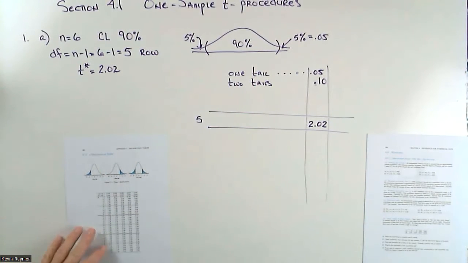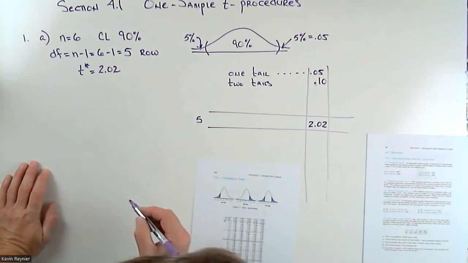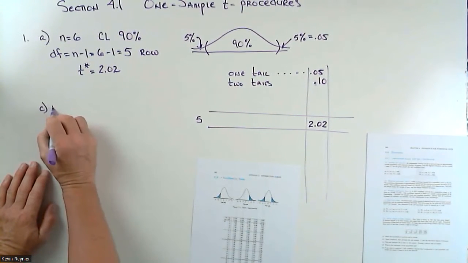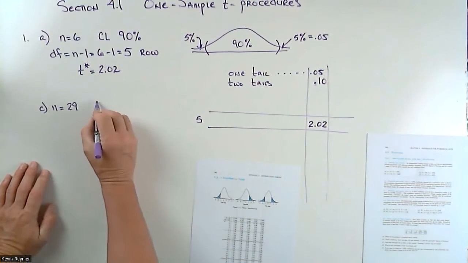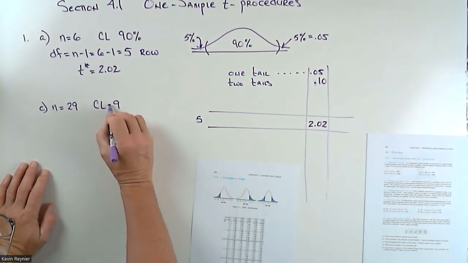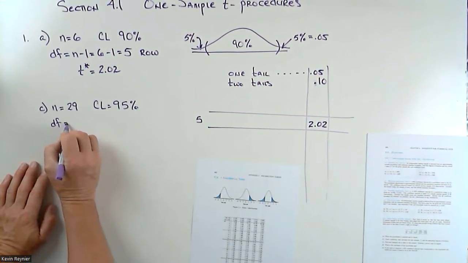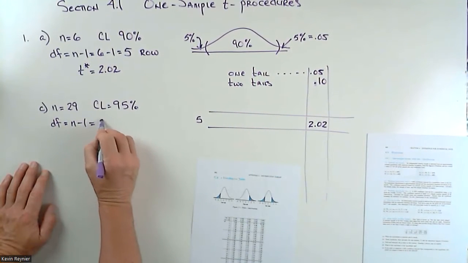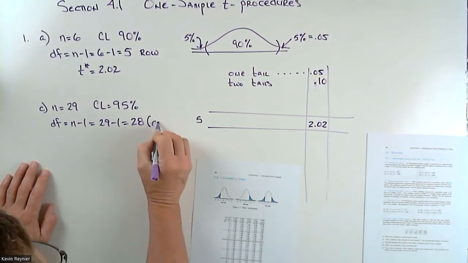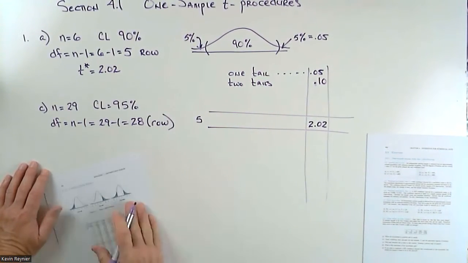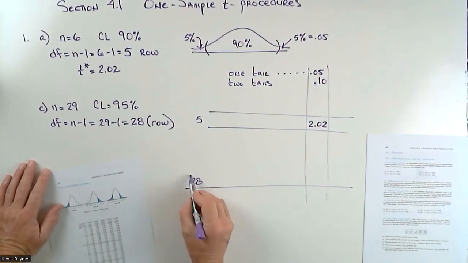I'll do another part of problem 1. I'll do part C. Part C says n equals 29, and this time our confidence level is going to be 95%. Now, our degrees of freedom, remember, is always n minus 1, so that's going to be 29 minus 1, or 28. That's going to be our row that we're going to use on the table. So we're down here at 28 now.